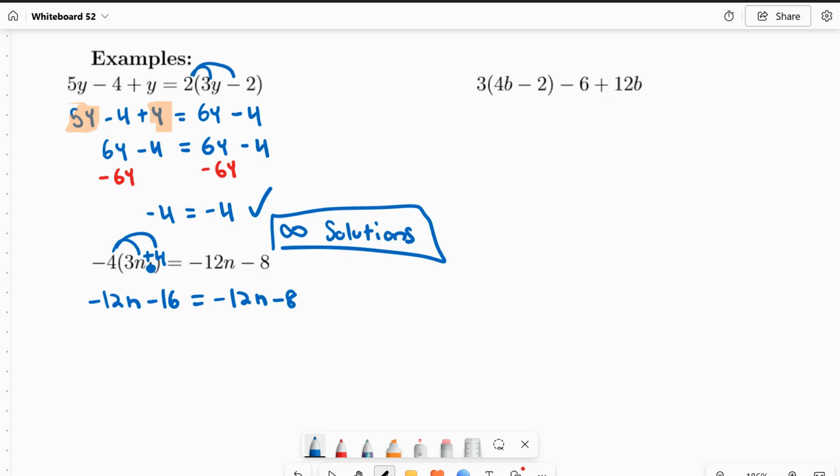This one is a little bit different than the example before. Once again, let's move all of our variables to the same side. So I'm going to add 12n to both sides. This will end up canceling out on both sides as well, which will leave me with -16 equals -8. This is obviously not a true statement, so I'm going to represent that by slashing through my equal sign. And since they are not equal, this means that I have no solutions.